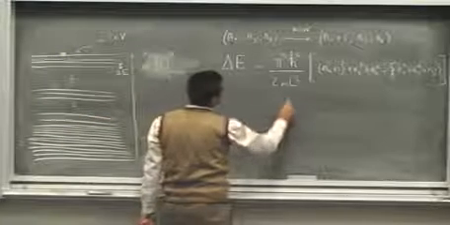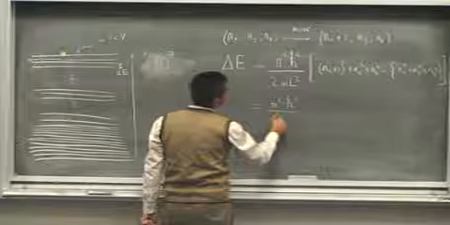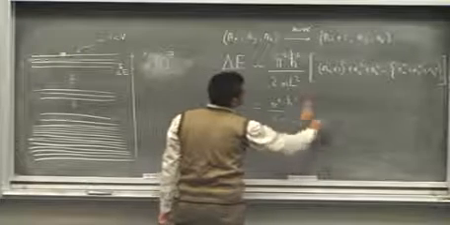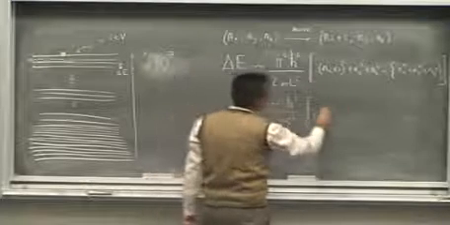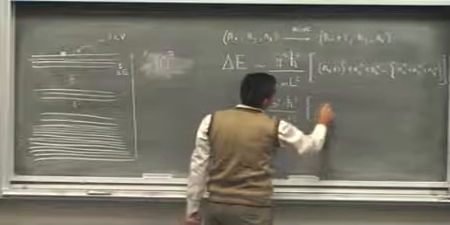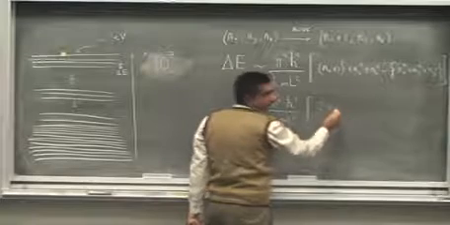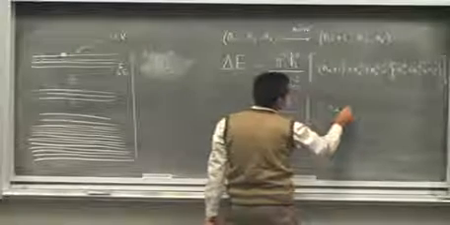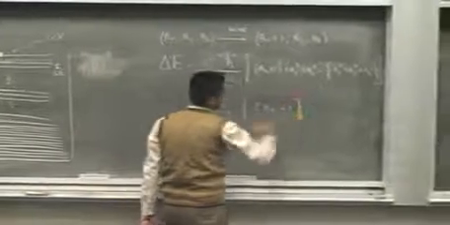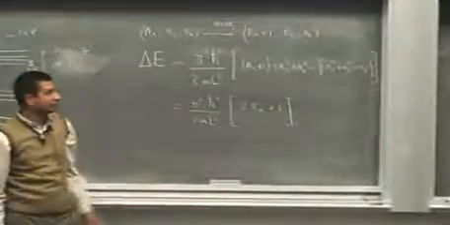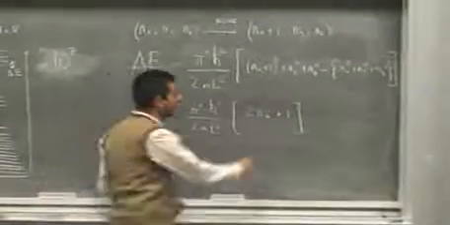Pi squared h bar squared over 2mL squared, the nx squares will cancel out. I will have 2nx plus 1, right? So since nx is so large, I can ignore this 1.